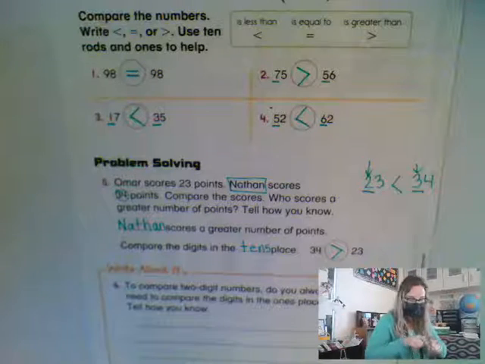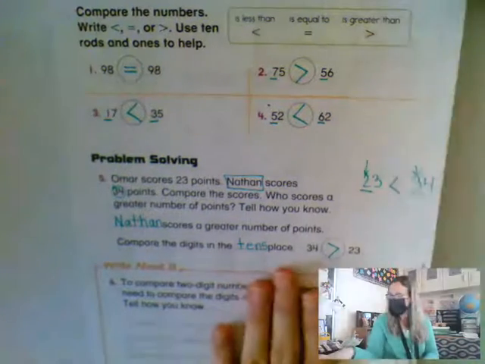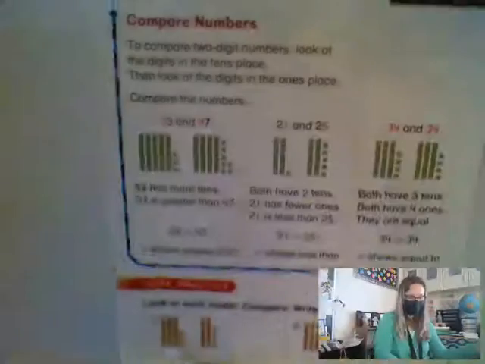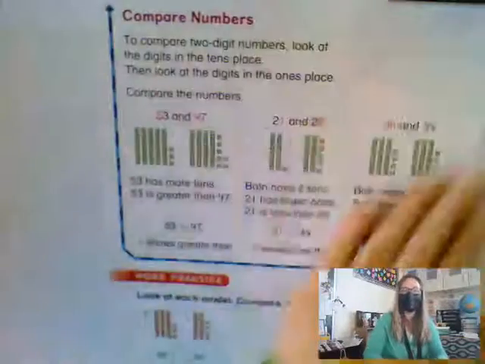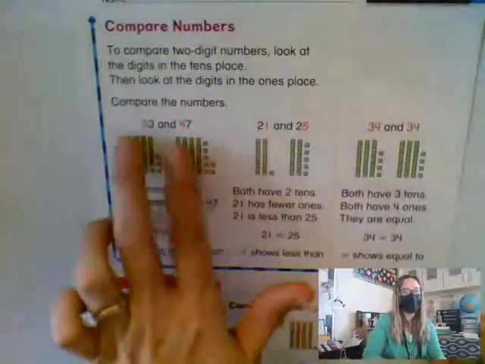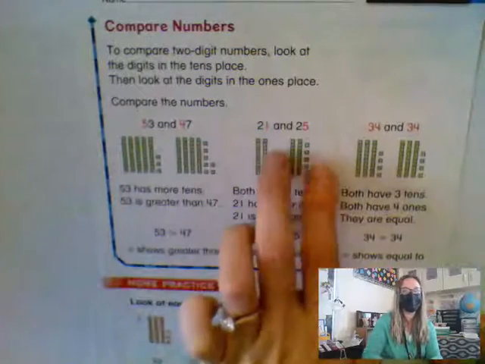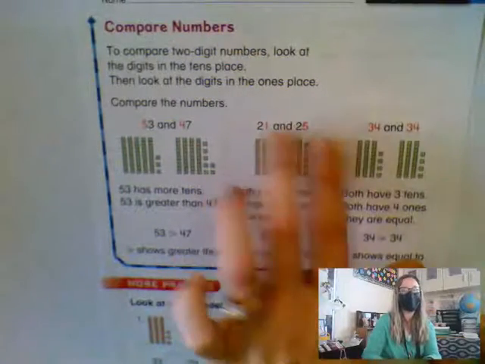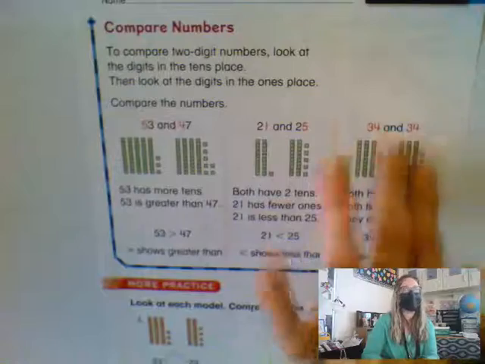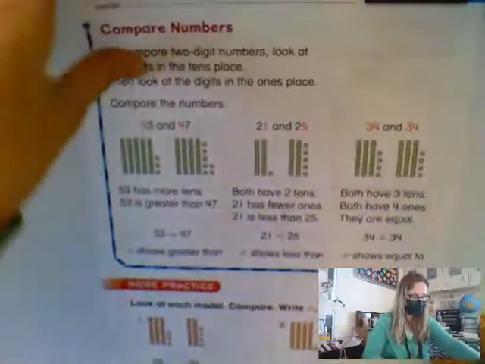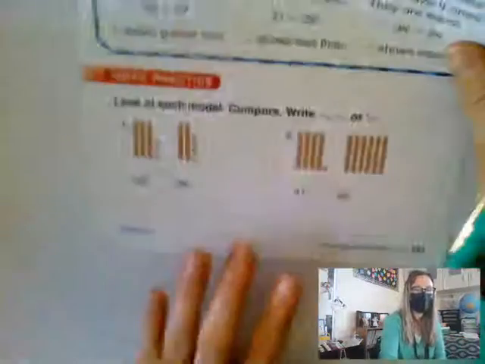Okay? So now let's skip the write about it and let's go on to page 271. The top is just a review. Again, they're showing us, look at the tens. If the tens are the same, go to the ones. And if the tens and ones are the same, we know they're equal. So let's look down at the more practice part.